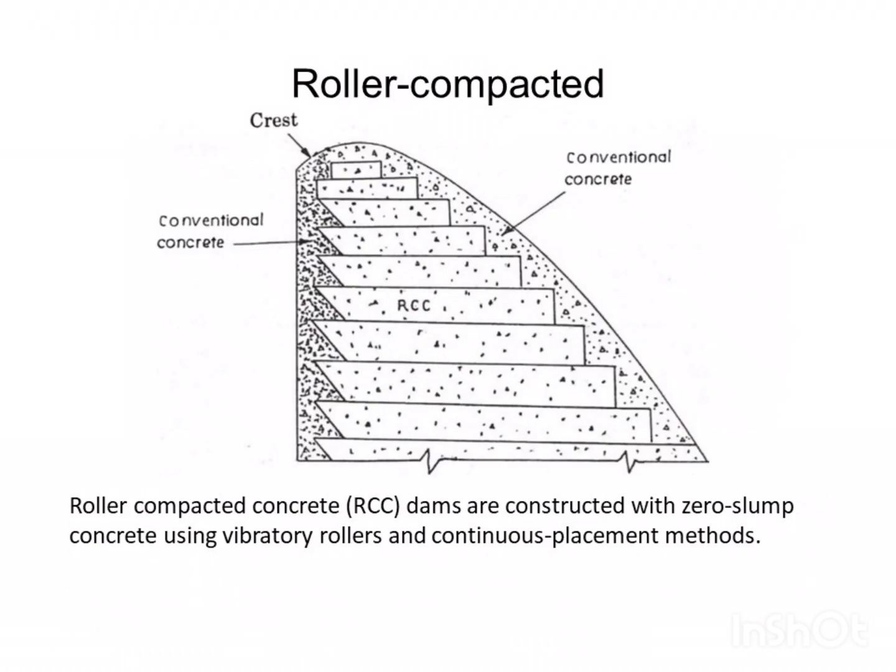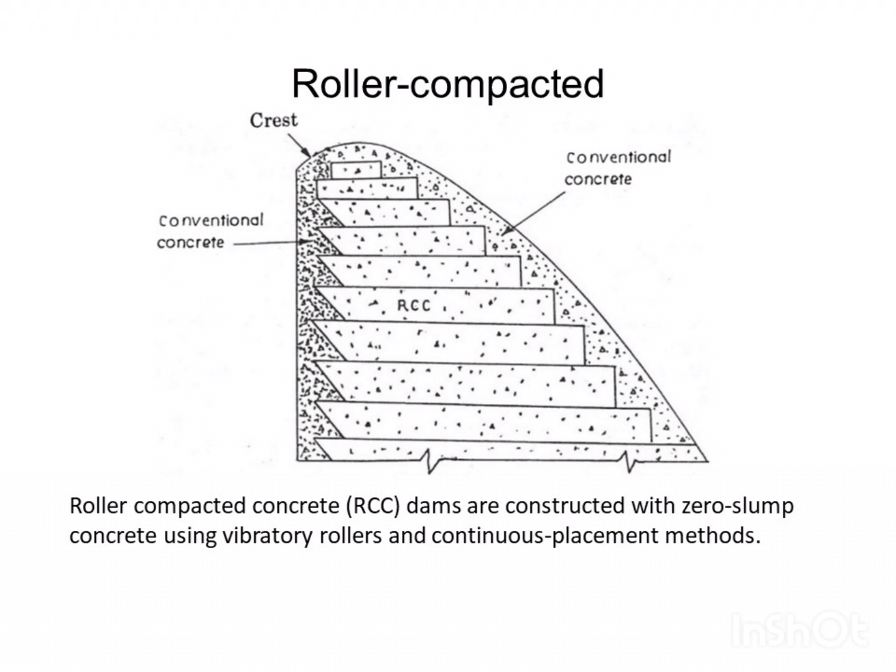So, roller compacted concrete dams are constructed with roller concrete which is rolled. Roller compacted concrete dams are constructed with zero slump concrete using vibratory rollers and continuous placement methods. It has a surface cover of conventional concrete.